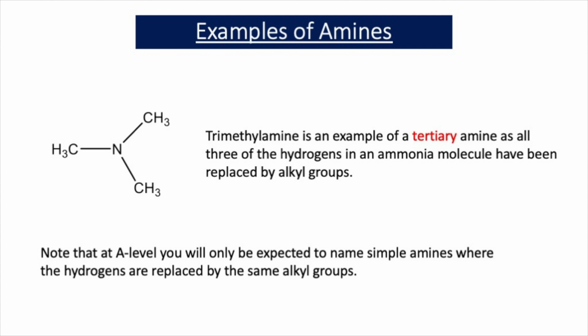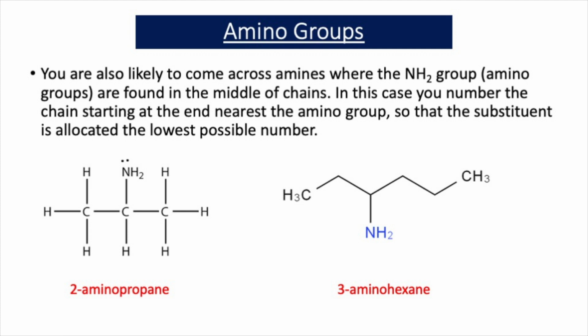Now note that at A-level, you will only be expected to name simple amines where the hydrogens are replaced by the same alkyl groups. It's also worth pointing out that at A-level you are also likely to come across amines where the NH2 group, the amino group, is found in the middle of chains. In this case you just number the chain starting at the end nearest the amino group, the NH2 group, so that the substituent, the NH2 group, is allocated the lowest possible number.